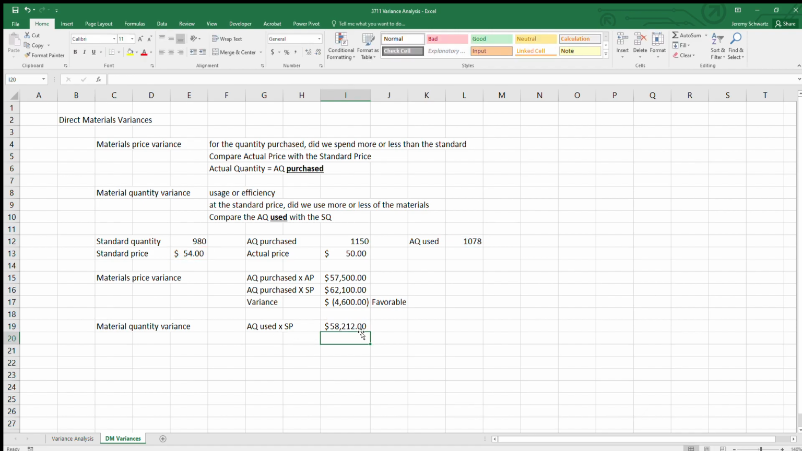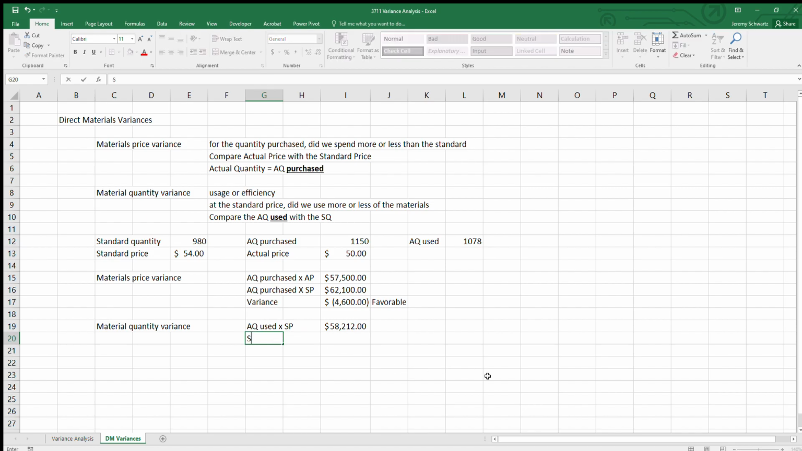We see that we have 58,212. As I noted before, we have this difference between actual quantity at standard price for the material price variance and the actual quantity at standard price for the material quantity variance. The reason is that in the former case, we are looking at the difference in price and keeping the quantities constant. Here we're going to be looking at the difference in quantities and keeping the price constant.